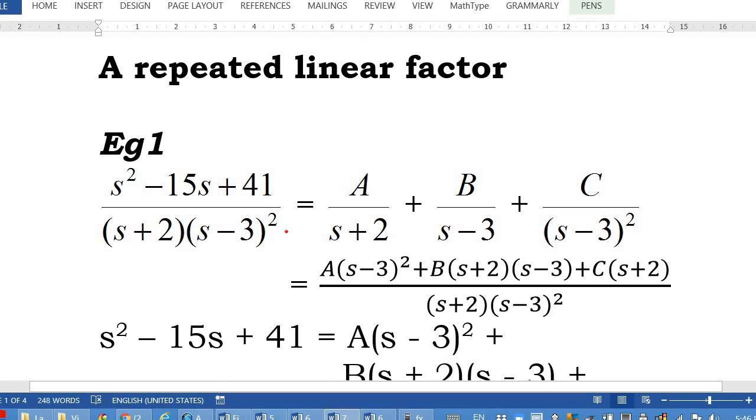To do the partial fractions, you have a over s plus 2. The second linear term is s minus 3, so plus b over s minus 3. For the repeated linear term, you have c over s minus 3 power 2, because they repeat 2 times. If this is 3, then you have d over s minus 3 power 3.